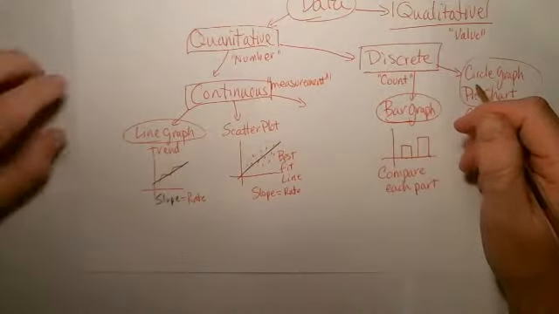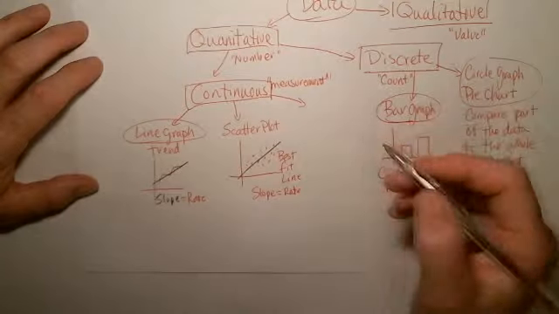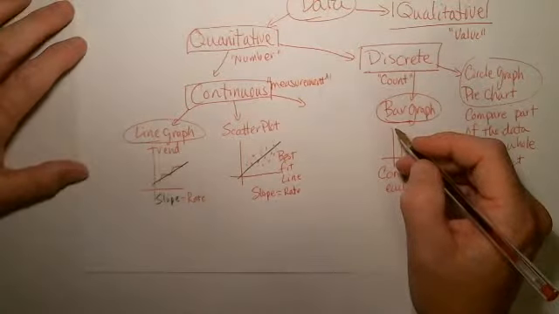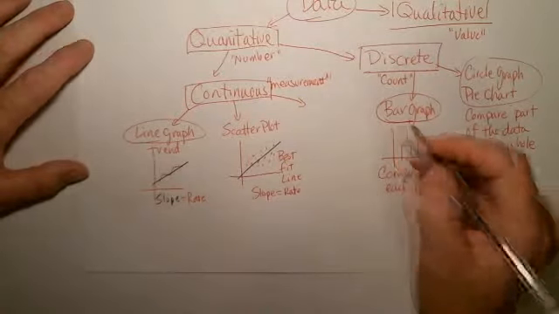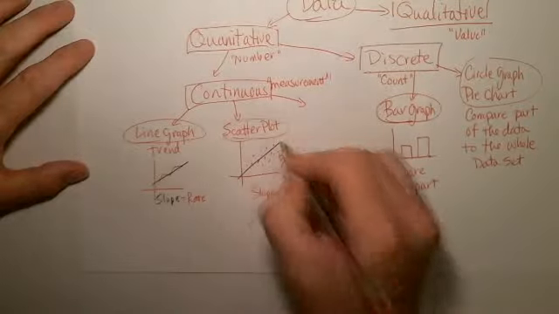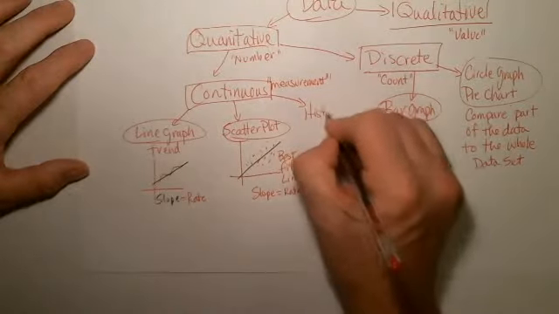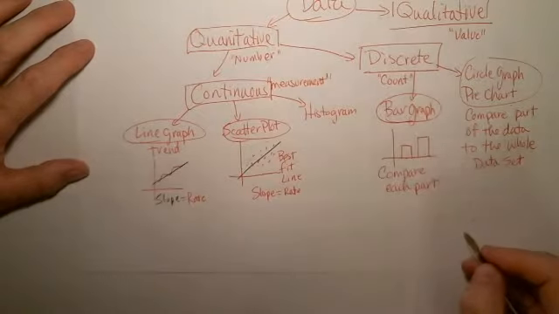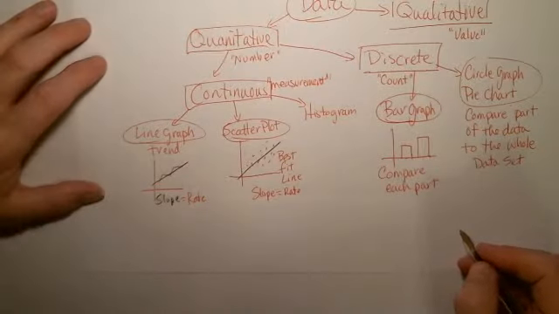Now the third type of graph, I'm just introducing this to you. Chances are you will not see this type of graph as we go through, but it is something that you will see on IB and AP tests. And so in addition to the scatter plot, we have what's called a histogram. Now a histogram compares continuous data.